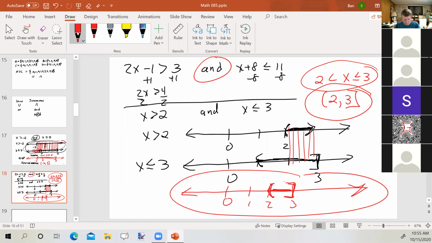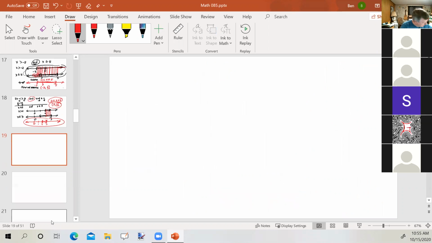Alrighty, questions there? Let's see here. Let's take a look at this one. 3 halves x plus 1/5 less than 5, and 2x plus 1 greater than 9.